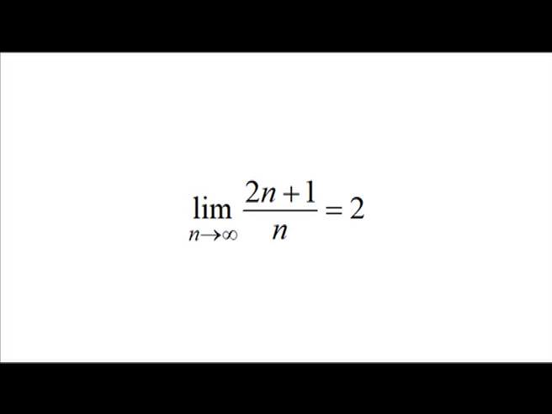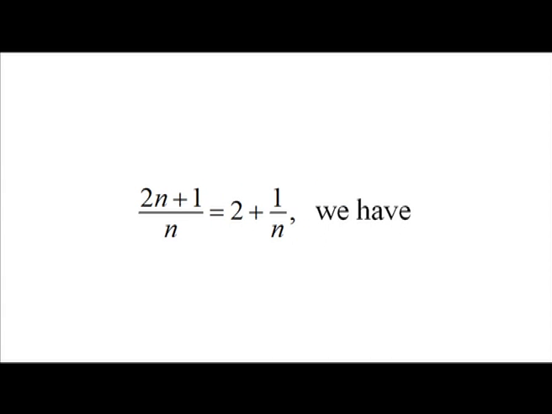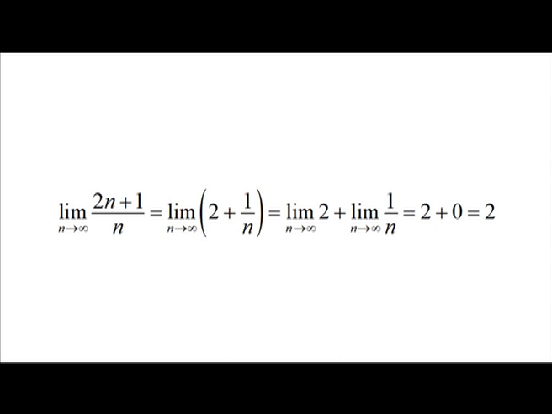We show that the limit of (2n + 1)/n as n approaches infinity is 2. Since (2n + 1)/n equals 2 + 1/n, we have the limit of (2n + 1)/n as n approaches infinity equal to the limit of 2 + 1/n, which is equal to the limit of 2 plus the limit of 1/n as n approaches infinity, which is equal to 2 + 0, which is equal to 2.